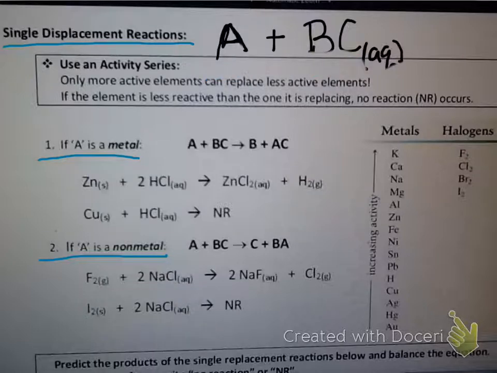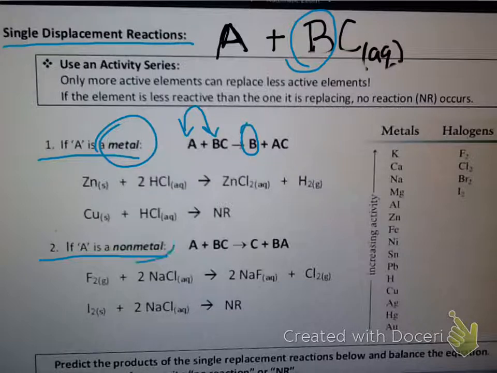Well, it depends on the identity of A. If A is a metal, it's going to replace the cation, or the metal, in the ionic compound. So metals always replace the cations. All right? And if you have a nonmetal, we know nonmetals form anions, so they will always replace the anion in the reaction. So depending on what A is, that's what it will replace.